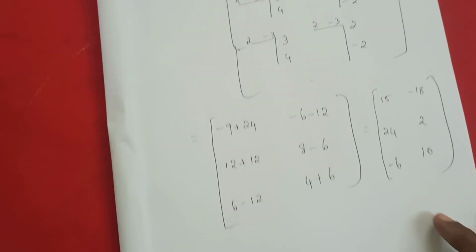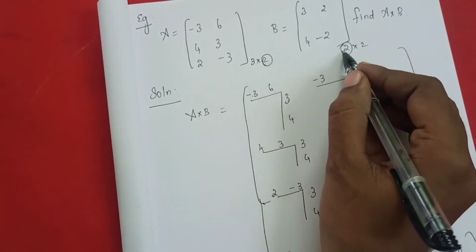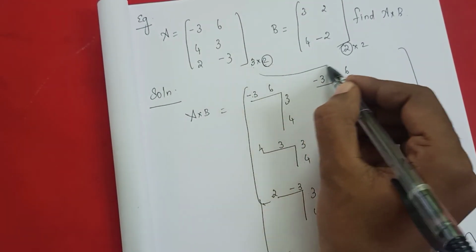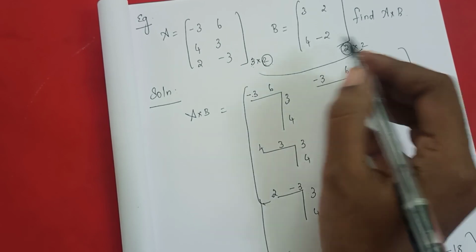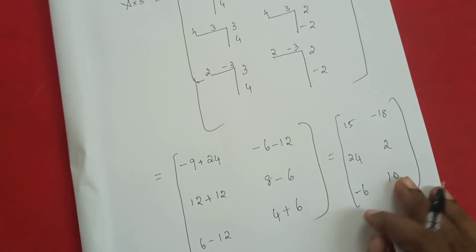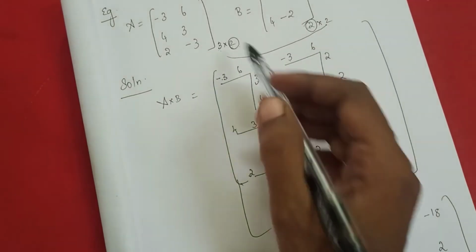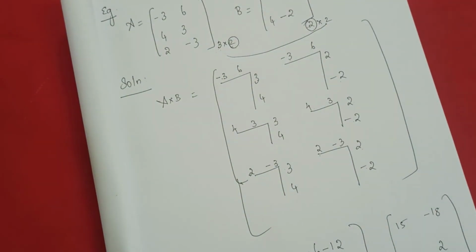We can check the answer. How much? 3 into 2, here 2 into 2. These two are same. So what's the balance? 3 into 2. So whatever the answer you are getting must be in 3 row 2 column. Check it, 3 row 2 column. Yes, correct. So our order is correct. 3 row 2 column. That must be your answer.